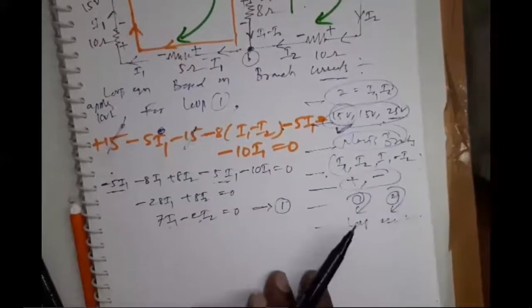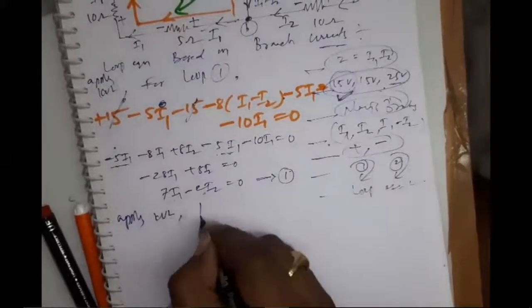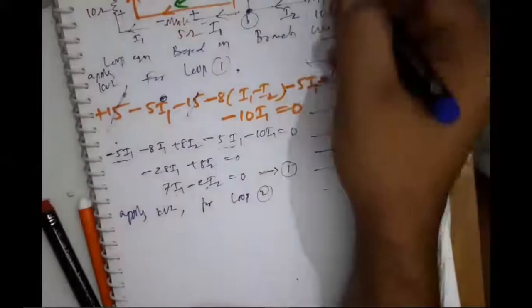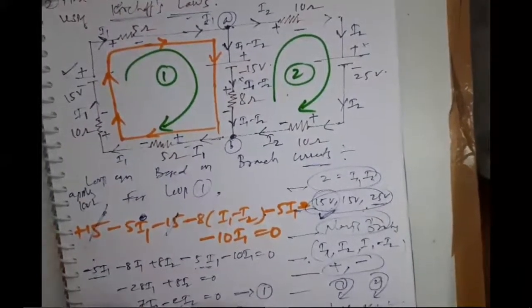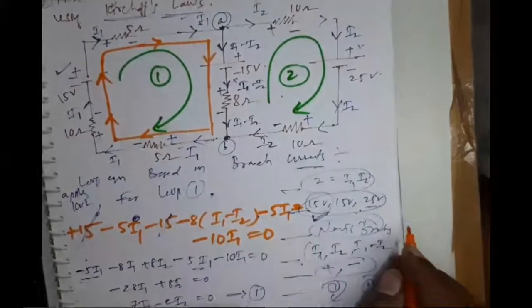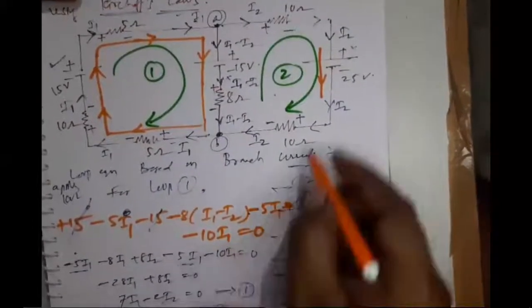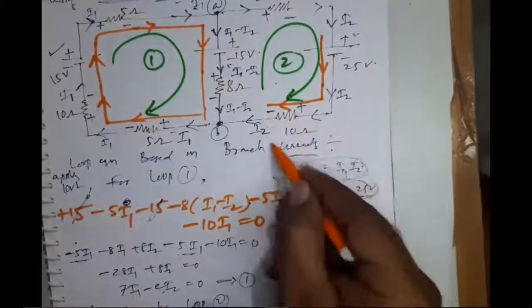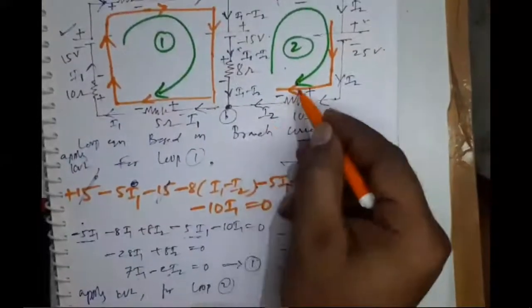Next, let me write equation number 2. Apply KVL for loop number 2. This is loop number 2. Let me start from the battery. I am following from here. The leaving sign is minus 25. Right, leaving sign minus 25. For this, the leaving sign is minus, and with the voltage drop minus 10 into I2. Right, I2 only. The I2 current is passing through this branch.